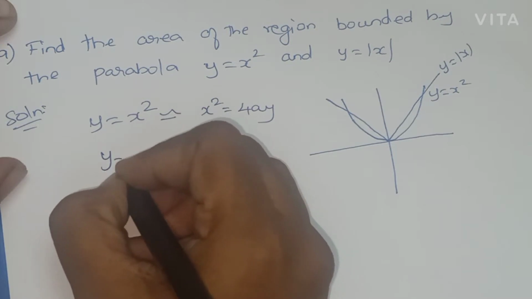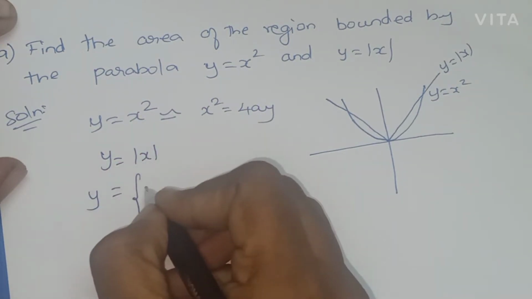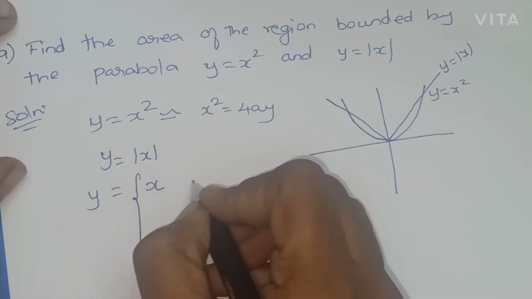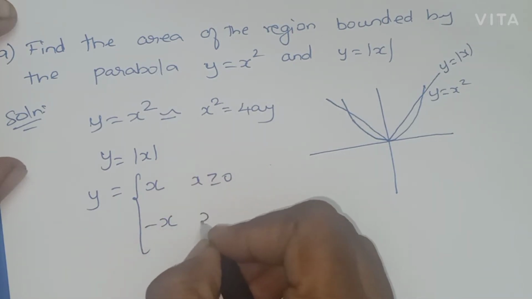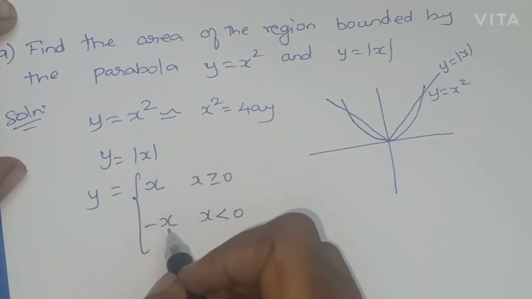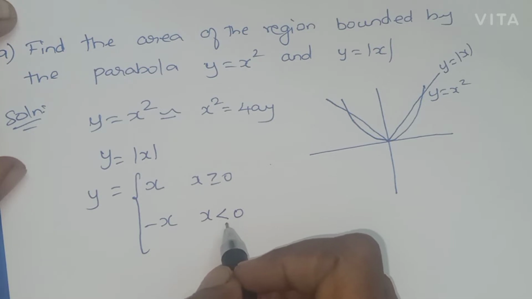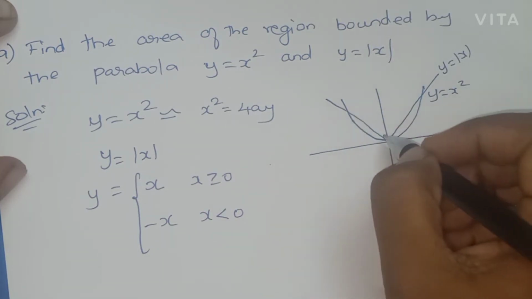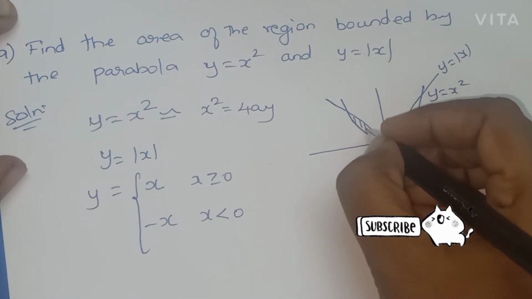So first, what is y is equal to mod x? Mod x can be expressed as positive x if x is greater than or equal to 0, and negative x if x is less than 0. This is positive x and this is negative x. Now we have to find the area of this shaded region.